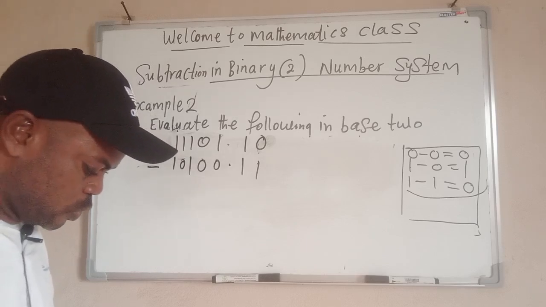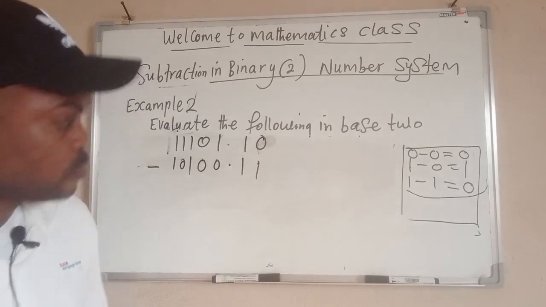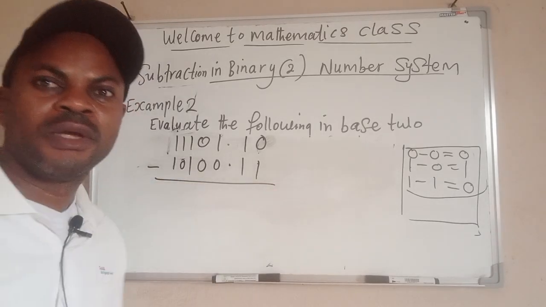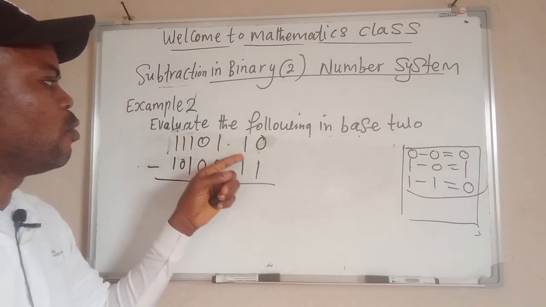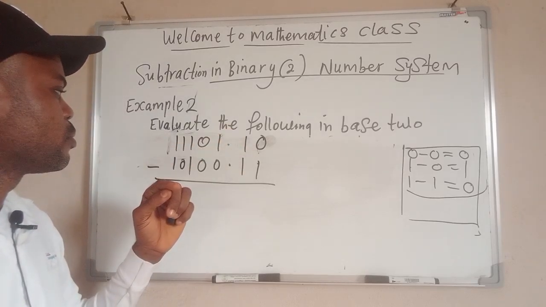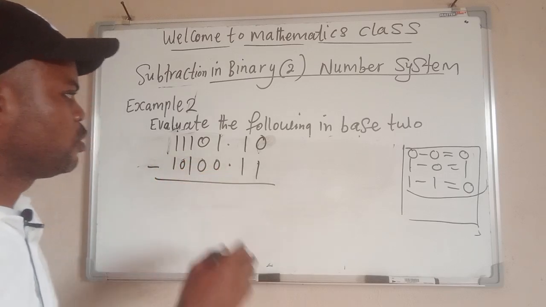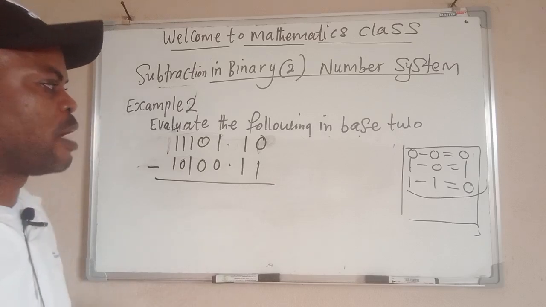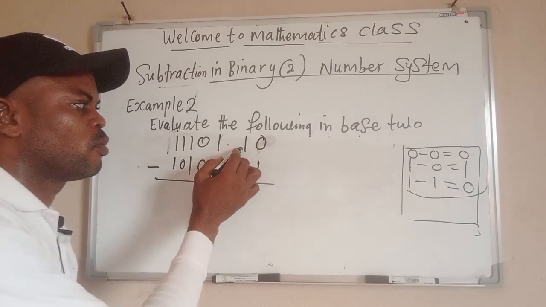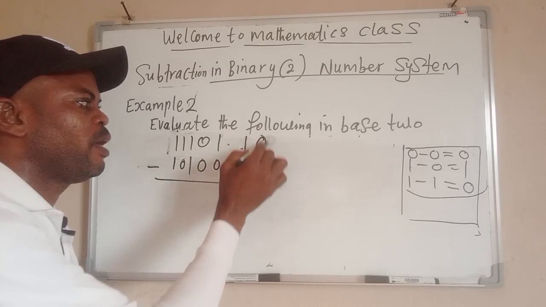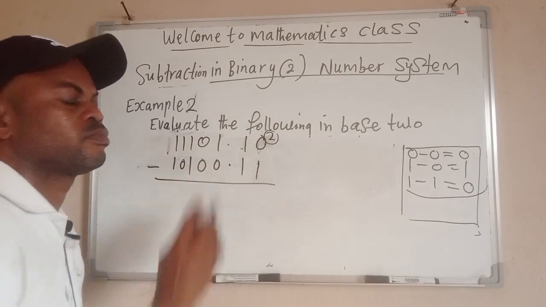Let me cross check the values. So what do you do in this case? Subtract 11101.10 and 10100.11. So what do you do? We simply do our subtraction. Remember, you can't take 1 away from 0. You borrow 1. Automatically, the one you're borrowing to bring to this line becomes the base, which is going to be 2.